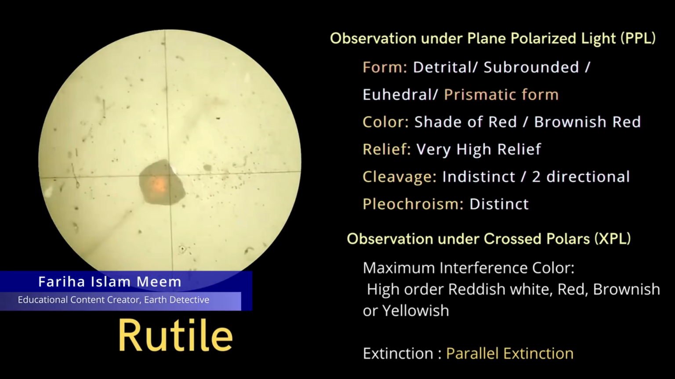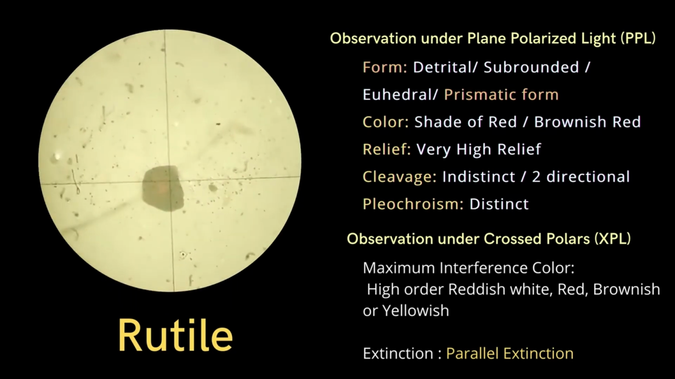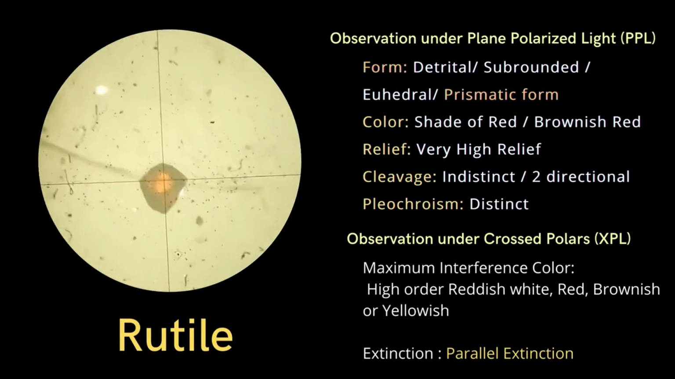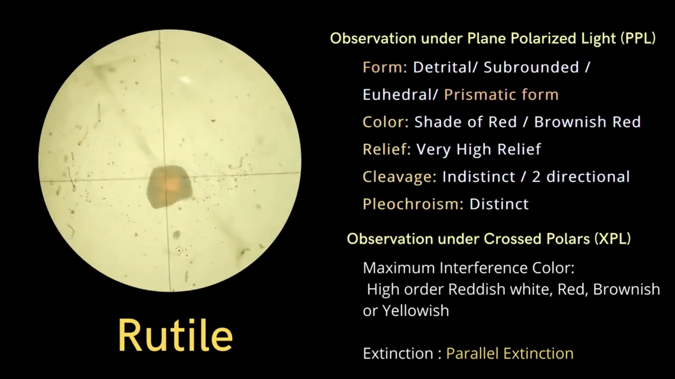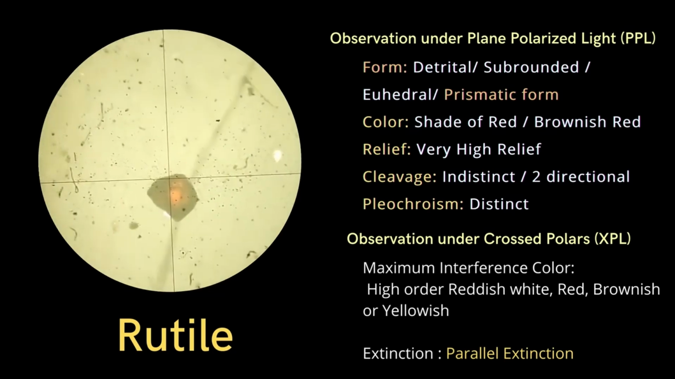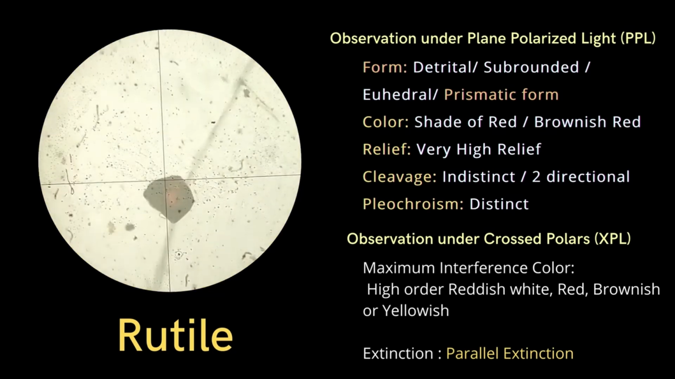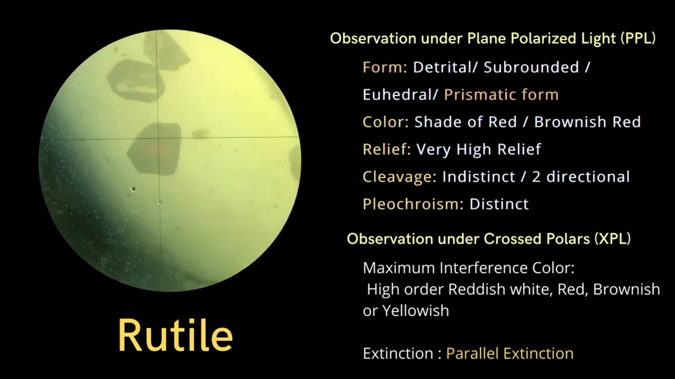We are going to explore the optical properties of rutile. Under plane polarized light, the rutile grain appears in a shade of red to brownish red, exhibiting a very high relief. Its form may be detrital, subrounded, or even prismatic, with occasional euhedral pistils visible.